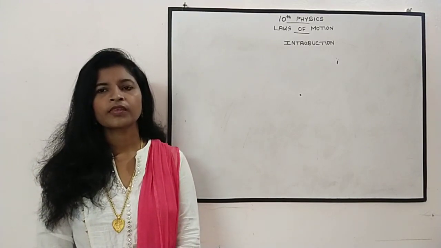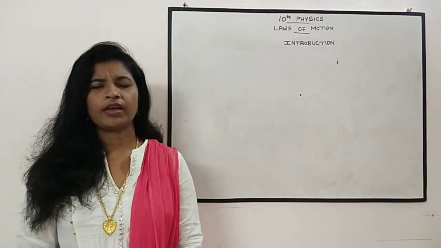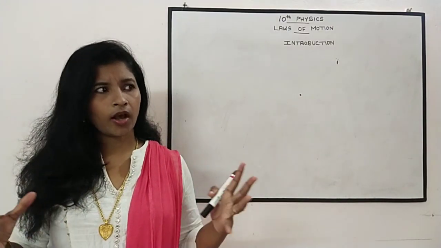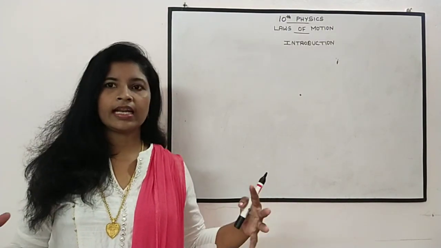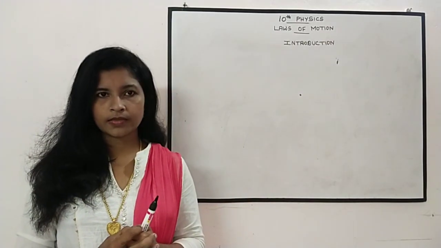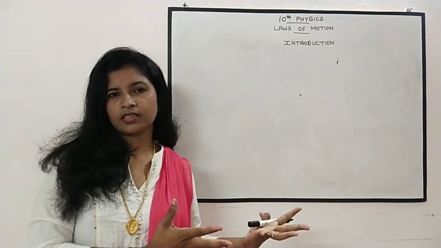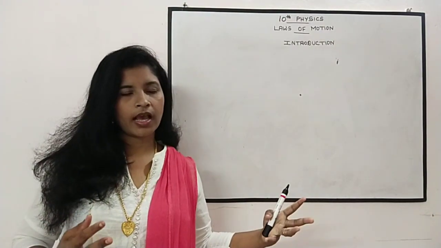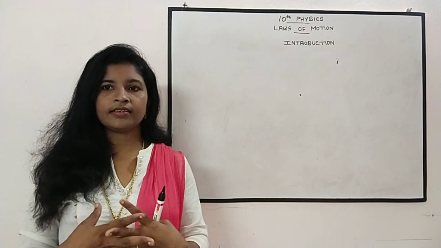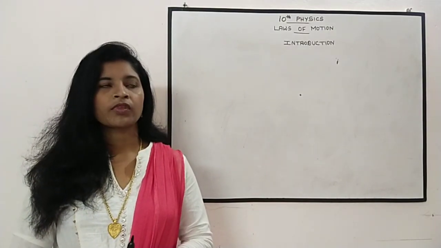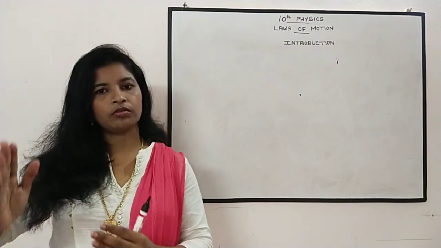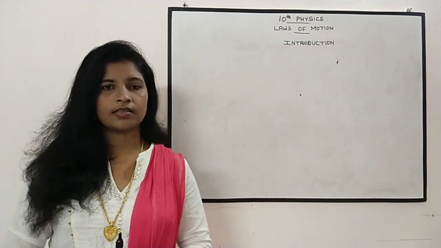So the human beings are very curious about the things around us. Things around us are always related to one another, right? Some bodies are at rest, some bodies are in motion, and this rest and motion are also interrelated. Hope you are understanding. Anyway, when we go one by one, you can understand it easily.